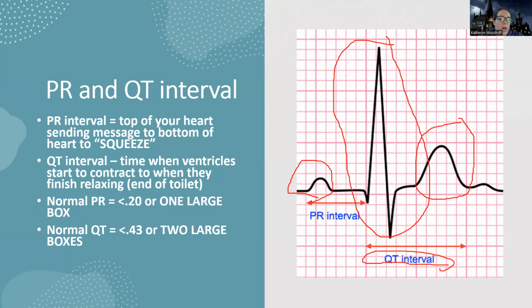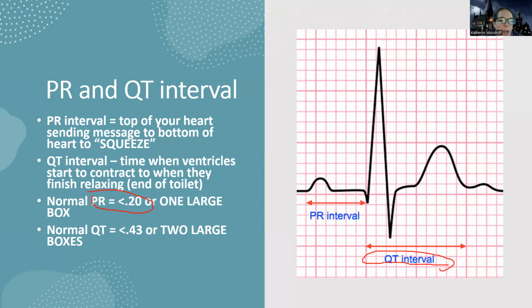Let's see. So I have the normals here. The normal PR interval is less than 0.20, or one large box, which makes it a lot easier to look at. I might erase these and show you here so you can see a little bit better. Eraser, don't fail me. When I say one large box, this is the beginning of my P interval and it goes to here, so it's exactly the size of one large box.